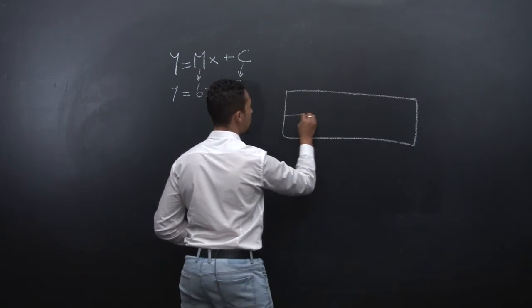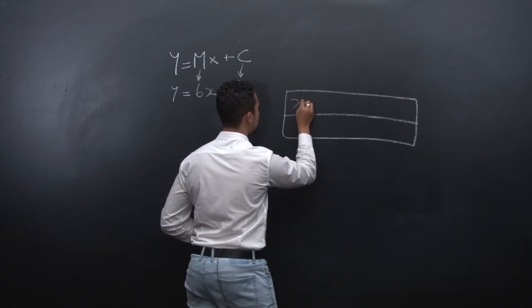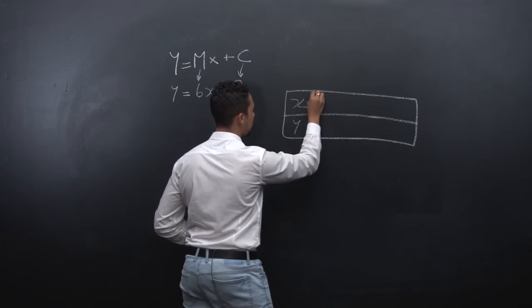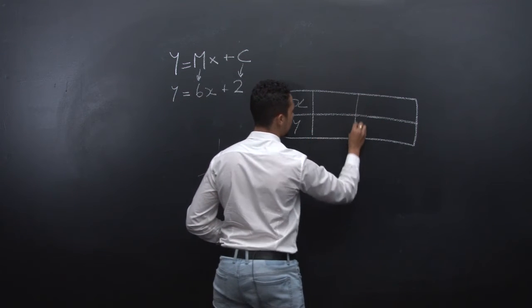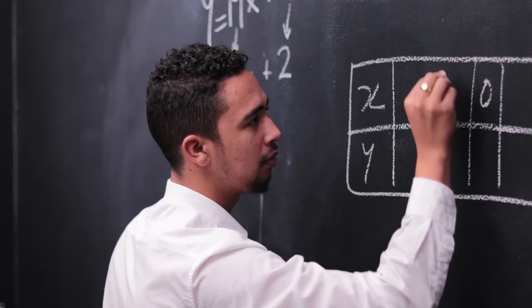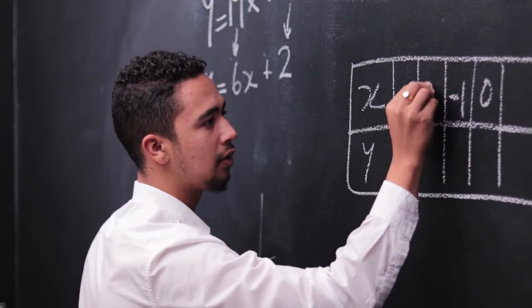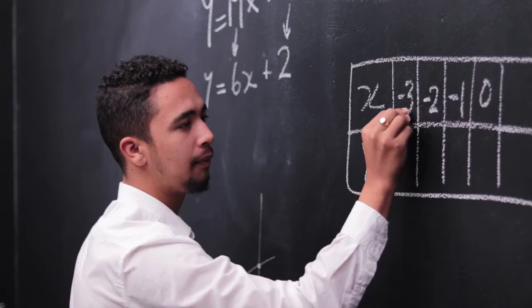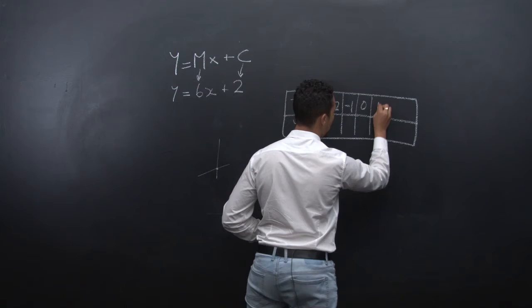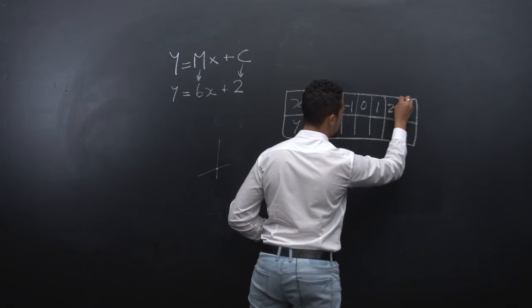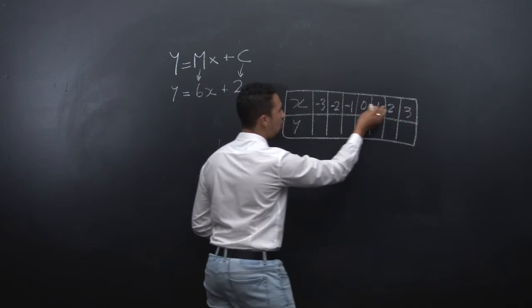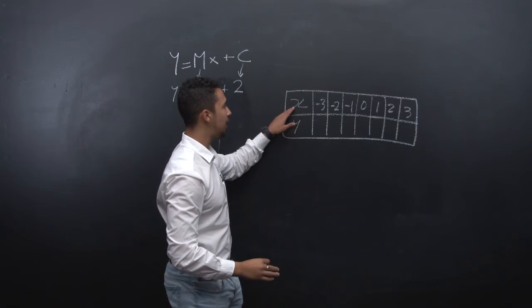So over here we have our x values, and here we have our y values. Over here we begin with 0. We go back to -1, -2, -3. And on the right, we have 1, 2, 3. All of these represent our x values.